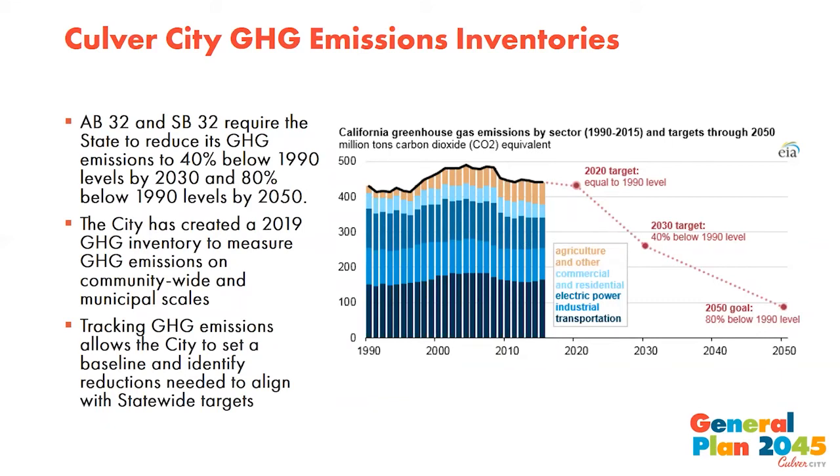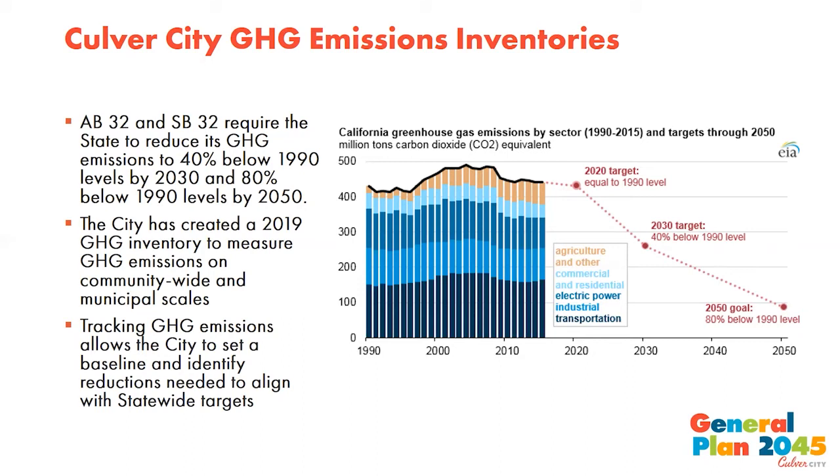California has committed to reducing GHG emissions through Assembly Bill 32 and Senate Bill 32, or AB 32 and SB 32, which together require statewide reductions of 40% below 1990 GHG levels by 2030 and 80% below 1990 levels by 2050. For the state to hit these ambitious goals, cities and communities like Culver City will have to do their part to track their GHG emissions and reduce them. And this figure here shows California's emissions since 1990 and indicates the statewide reductions needed to meet its future targets.